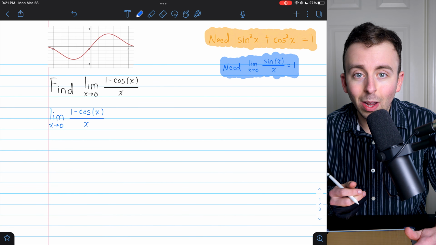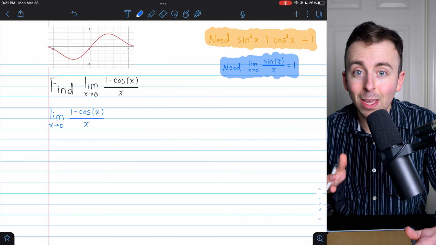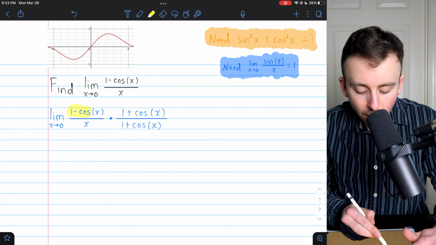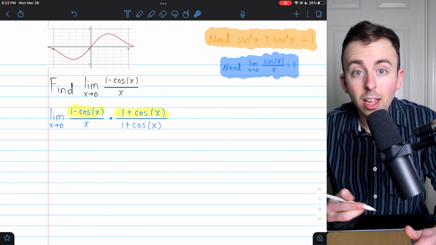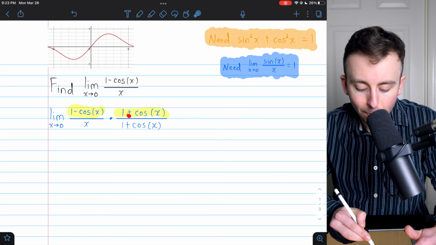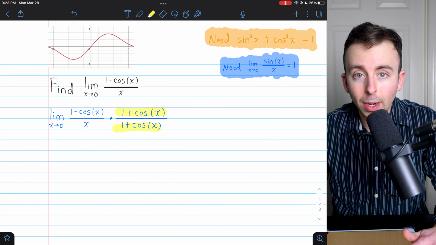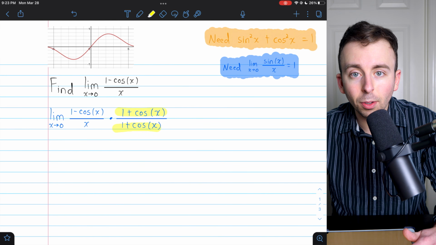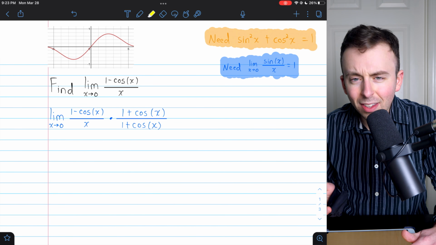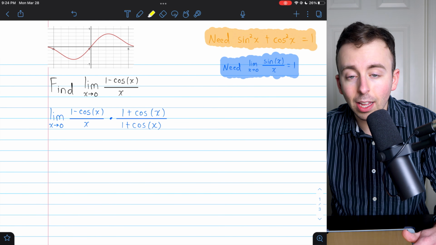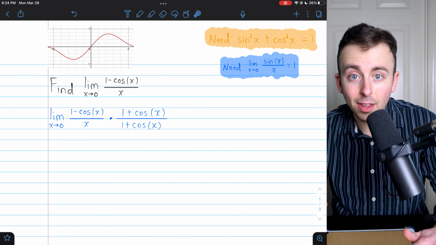This is one of those situations where multiplying by the conjugate is actually going to be really useful. The conjugate of 1 minus cosine x is just 1 plus cosine x. For a conjugate, you just have to flip the sign in the middle. We multiply the numerator and denominator by the conjugate so that we're just multiplying by 1 and there are no problems there. The reason you would think to multiply by the conjugate in the first place is that we've got 1 minus cosine x in the numerator.